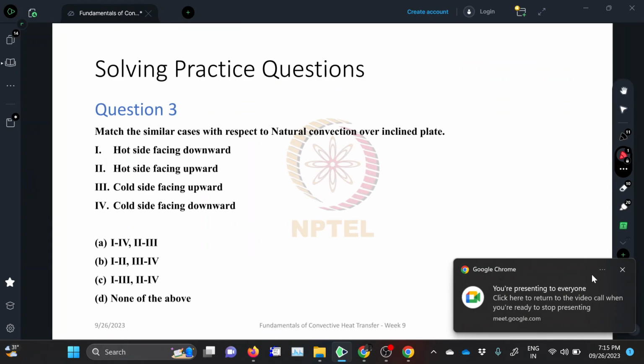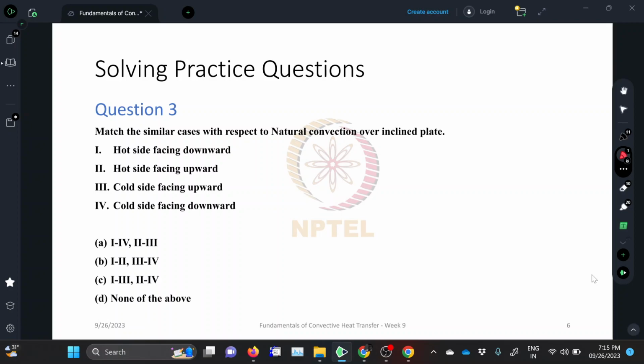Now, this is an interesting one. It is asking us to match the similar cases with respect to natural convection over an inclined plate. There are four cases given here. So, hot side facing downward. It's something like this. So, the hot surface is this one. There will be a boundary layer growth. G would act this way and the flow would go this way, upwards.